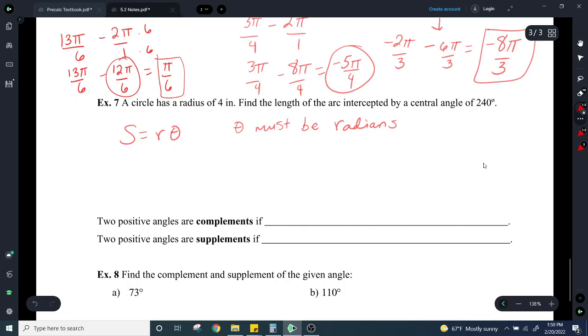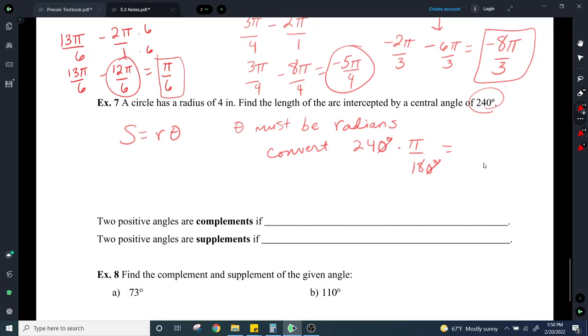So for that reason, I have to convert this 240 to radians. To do that, remember we multiply by pi over 180. Let's see, so the 10s are going to cancel. These are both divisible by 6. 6 goes into 24 4 times. 6 goes into 18 3 times, so I'm left with 4 pi over 3. So 4 pi over 3 is the equivalent angle of 240 using radian measure. If I draw them out, they're going to be exact same location on the circle. One's just radians, one's degrees.